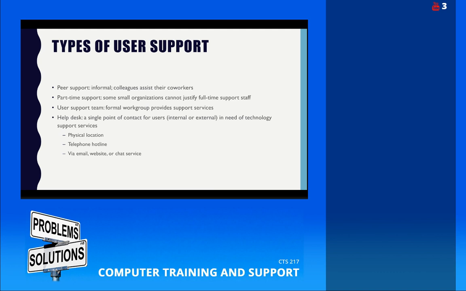And there's all sorts of these user support types of roles that you can fill. The first one that we have here isn't really a job role, but it's one that you can do. And that's peer support. And this is informal. This is like helping your buddy out. You know, like if you've ever helped your friend fix their computer, then you're a user support specialist. You just didn't even know it.